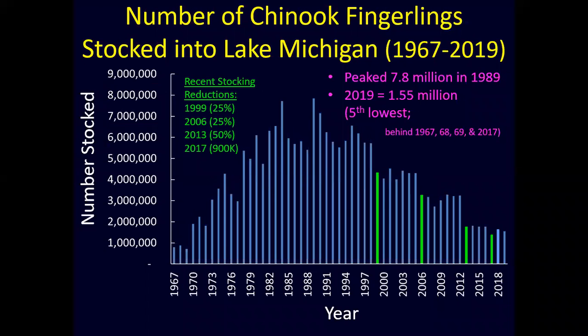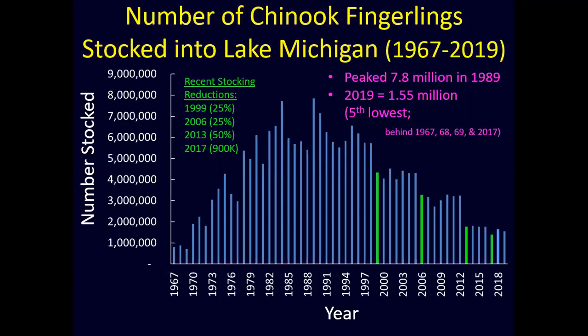So first, taking a look at numbers of Chinook salmon fingerlings stocked into Lake Michigan. This slide is updated from 1967 to 2019. You can see here, just to point out a few things, Chinook salmon stocking peaked at about 7.8 million in 1989, and since, stocking has generally come down.